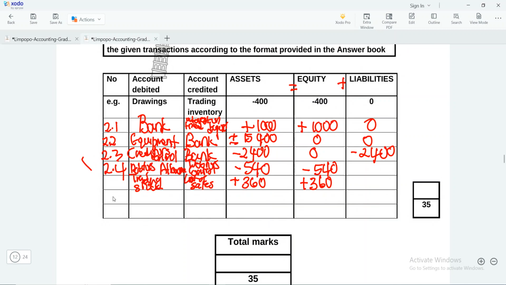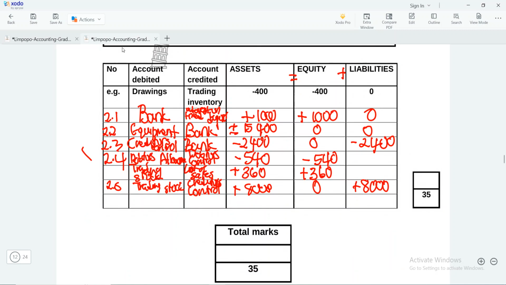So account debited, it will be trading stock. We'll have the account debited as trading stock, and then account credited will be creditors control. Okay, and then we'll need to check the amount. I think it's 8,000, so we'd have a plus of 8,000 here, and then the equity will not be affected, so it will be a plus of 8,000 in the liability. So you need to make sure that whenever you do this, you have a proper understanding of what is happening.